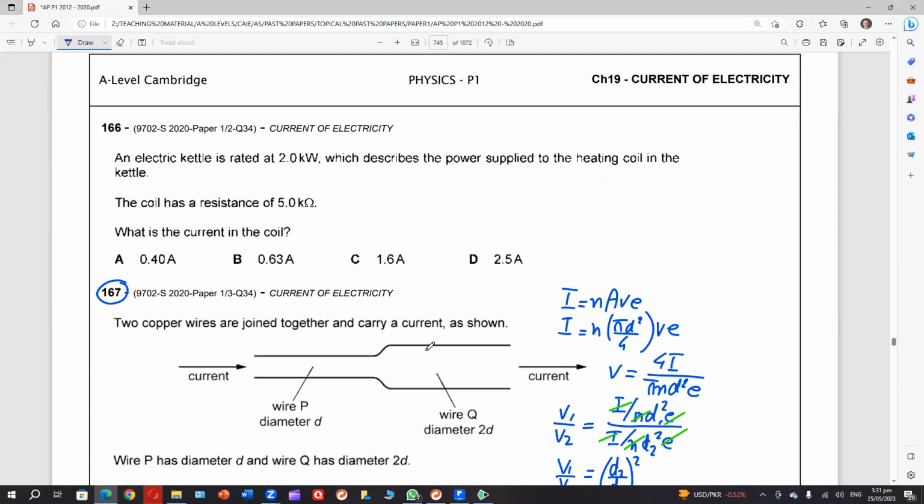Now it's 166. An electric kettle is rated at 2 kilowatt, which describes the power supplied to the heating coil in the kettle. The coil has a resistance of 5 kilo ohm. What is the current in the coil?